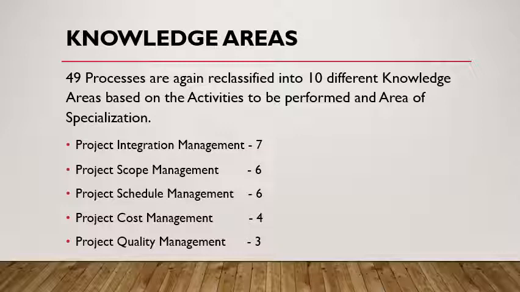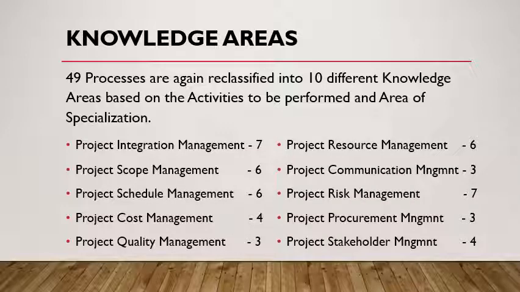Project quality management has got 3 project management processes. Project resource management has got 6 project management processes. Project communication management has got 3 processes. Project risk management has got 7 processes. Project procurement management has got 3 processes, and project stakeholder management has 4 processes under it. So you can see there are 10 knowledge areas and we have a total of 49 processes.